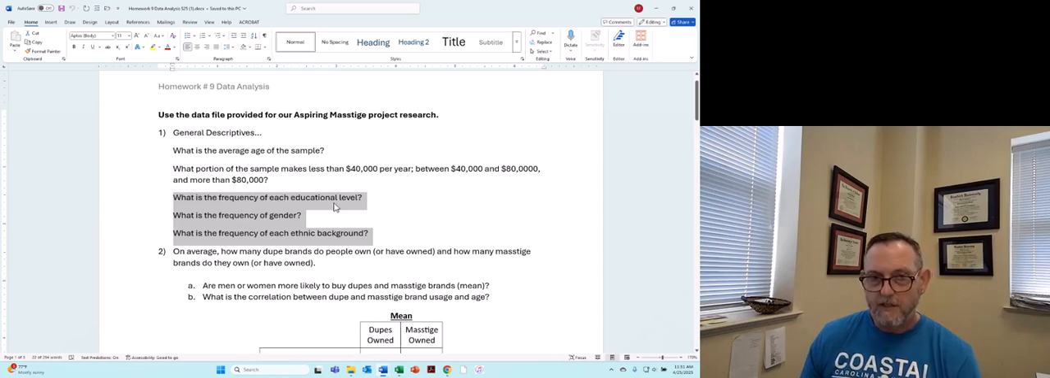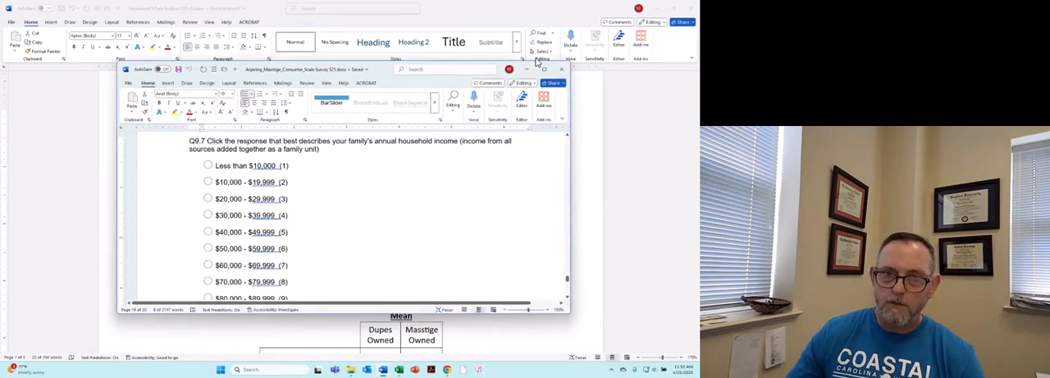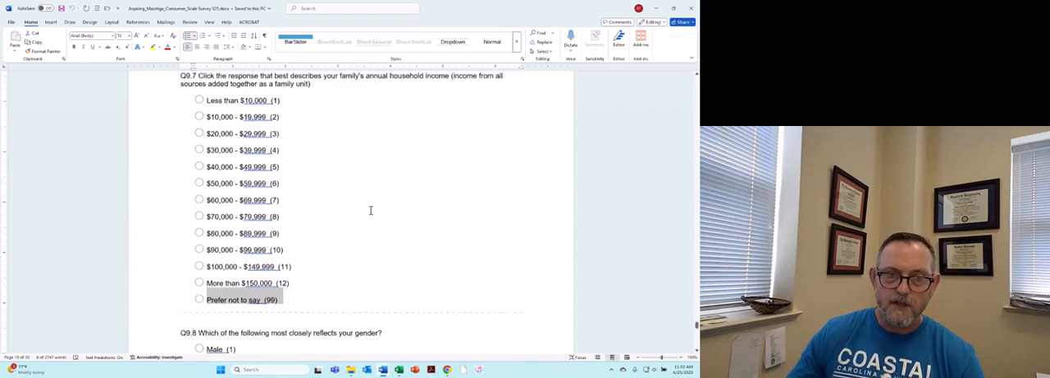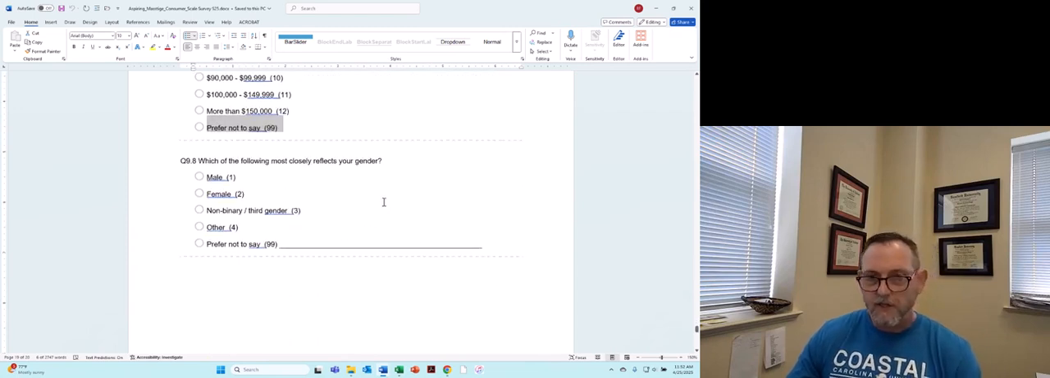For the last ones, educational level, gender, and ethnic background, you've got to go again into the survey and find out what those labels are, what those codes are for each of those. So for the gender question, if it's a 1, it's a male. If it's a 2, it's a female. If it's a 3, it's non-binary or third gender. If it's 4, it's other. And if it's a 99, then they prefer not to say. Same type of thing that you can do there.